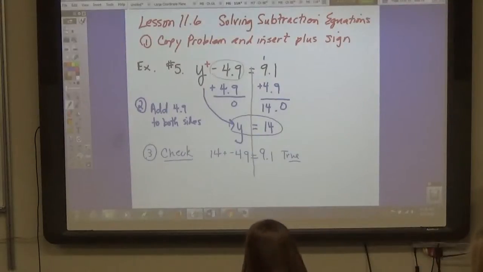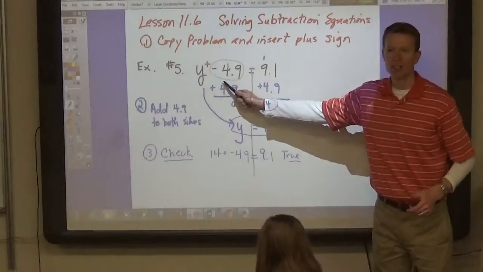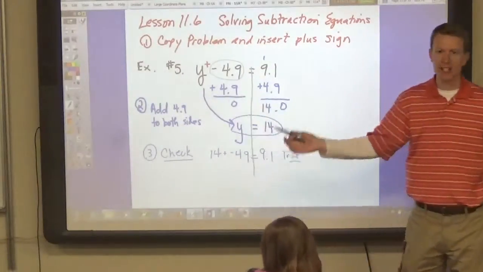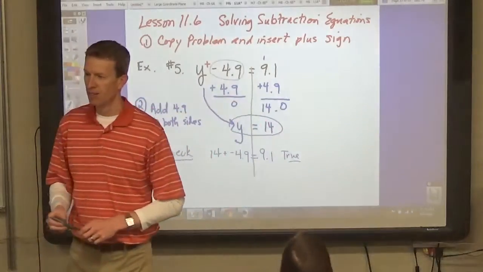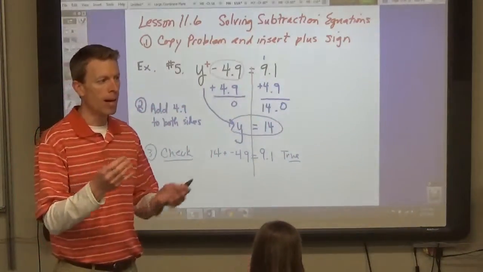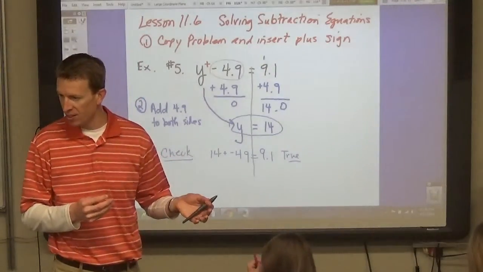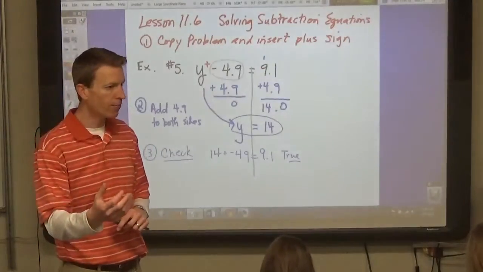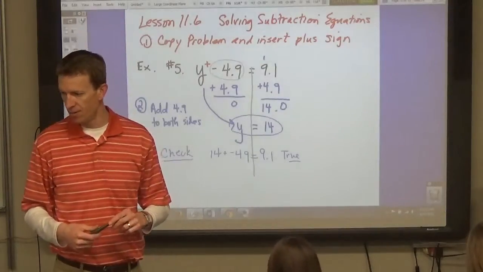Grade. We're going to talk about solving subtraction equations today. Okay? Subtraction equations are also equations with negatives. Remember, subtraction and adding negative are the exact same thing, aren't they? So 4 minus 5 and 4 plus negative 5 are the exact same thing. Or when you add negative, it's the opposite of adding positive.